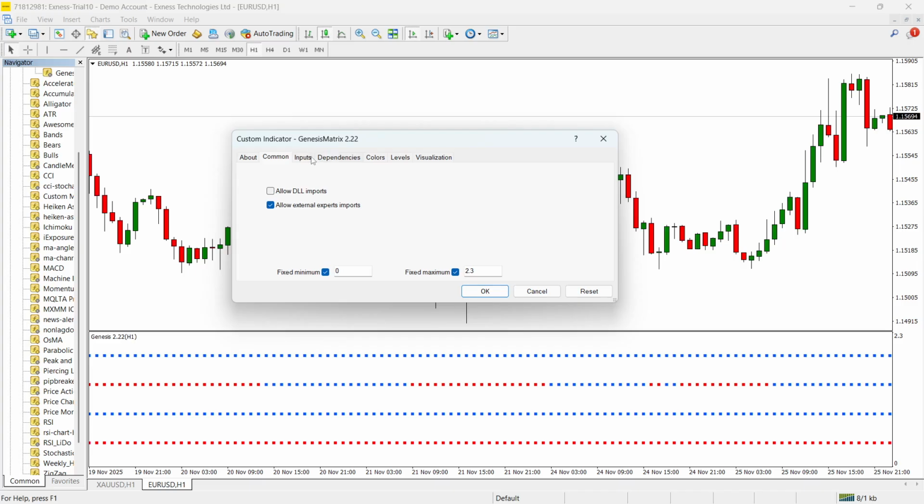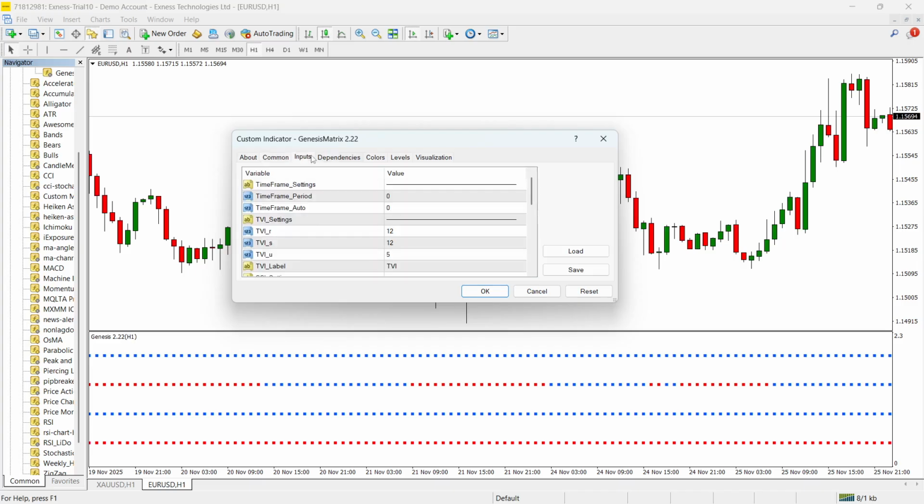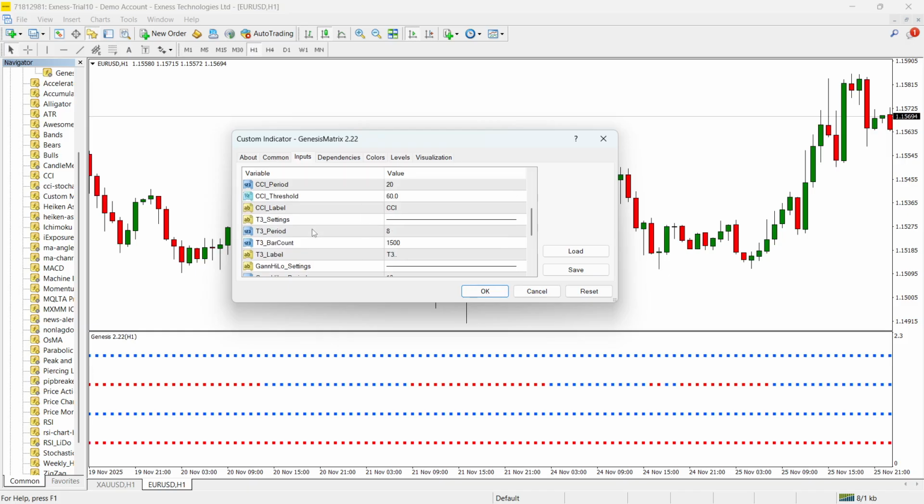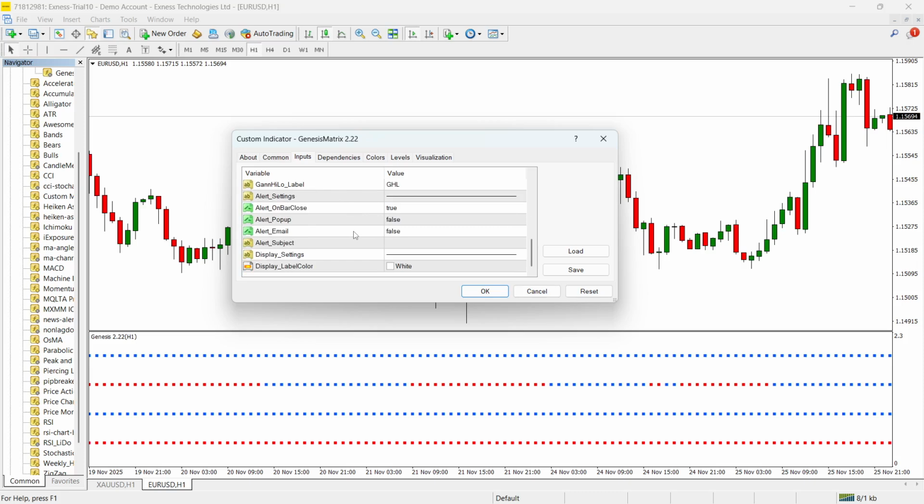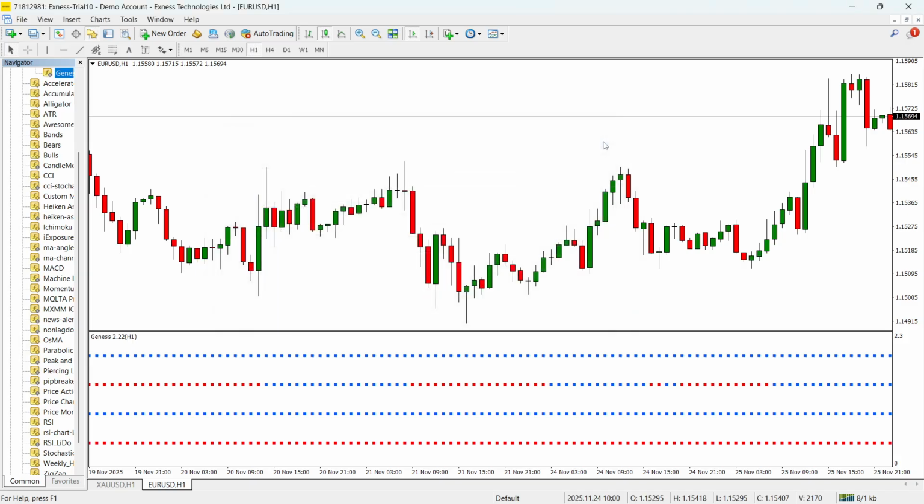As for the indicator settings, let's see the inputs. So we have the time frame settings, time frame period, time frame auto, TVL setting, TVL arrow, and the rest of them. We also have CCI settings, CCI period, CCI threshold, T3 settings, T3 period, and all that. They're all available. You can also customize the colors so that they stand out properly with your MT4 chart theme.